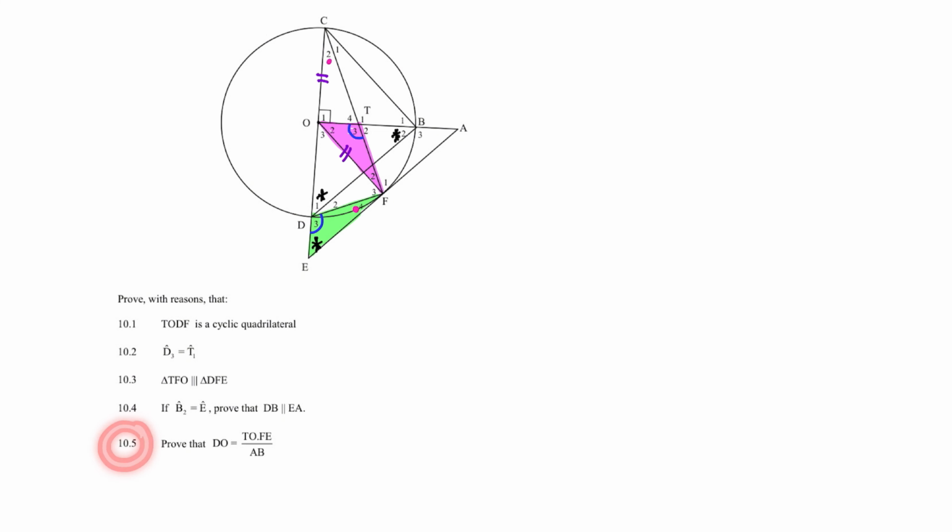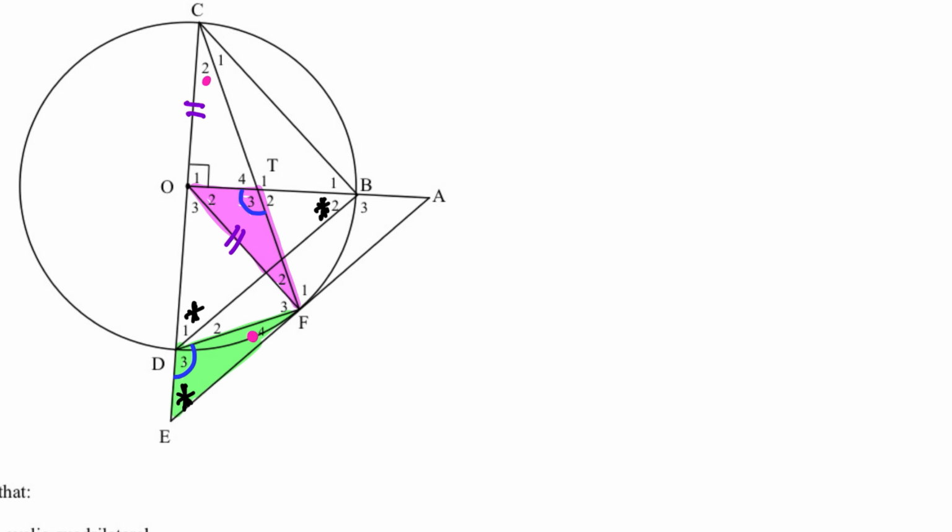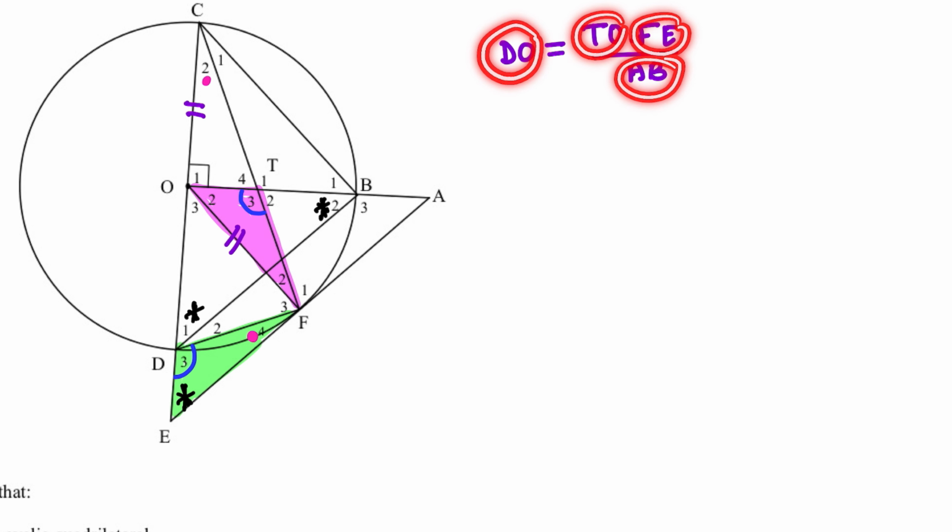10.5. Prove that DO is equal to TO times FE divided by AB. So let's inspect our sketch. We want to prove that DO is equal to TO times FE divided by the line AB. Now what I recommend you do is mark each of these sides on the diagram. So I'm going to highlight them. So we have DO, then we need to look at TO, FE, and AB.